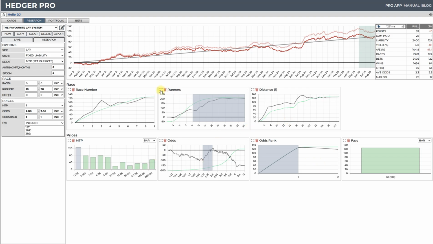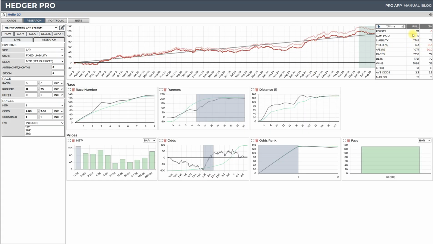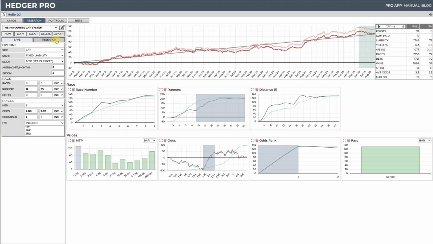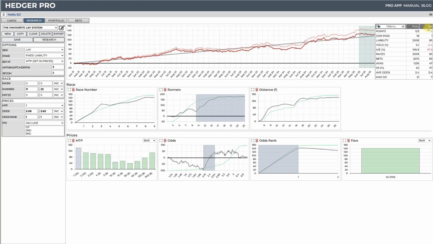make some changes. So the number of runners, we want it to be 10 upwards. It's saying here that it'd actually be better at 11 upwards, not 10. So if we run that, we see there is an improvement. And then we go back to the odds. We see by making that change, it's expanded our odds range a little bit further. So if we do that, we can see that now we're getting a decent amount of points over time.